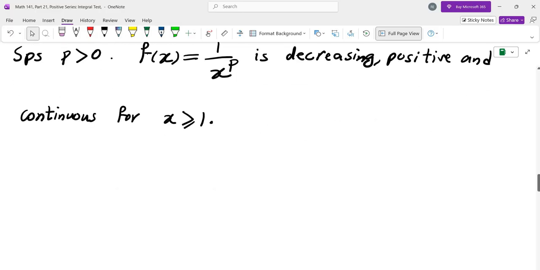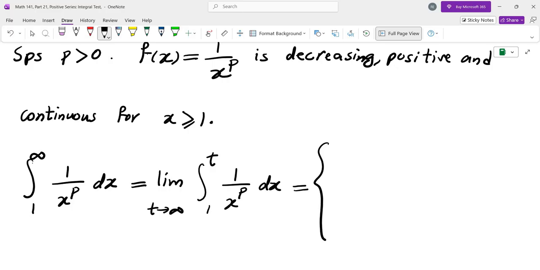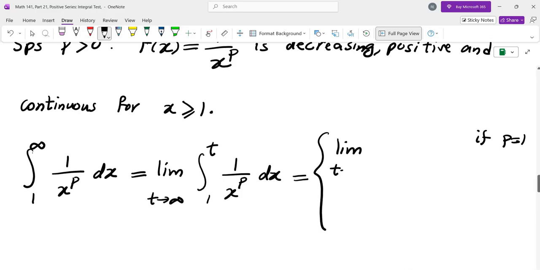Now let's take the integral of this one. So integral from 1 to infinity of 1 over x to the P dx. Well, we can find this one for P not equal to 1, it would be power rule. For P equal to 1, it would be the natural log. So this would be the limit. Let me first write it down as a limit. So this is the limit as t goes to infinity, integral from 1 to t, 1 over x to the P dx, which is equal to, okay, so if P is 1, this would be the limit as t goes to infinity. When P is 1, this is natural log.